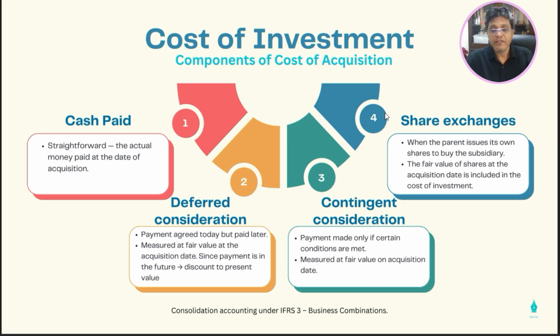And the fourth and final method is share exchange, when the parent issues its own shares to buy the subsidiary. For example, the parent is acquiring the subsidiary company, and part of the investment cost will include the share exchange. Here the fair value of the shares at the acquisition date is included in the cost of investment.